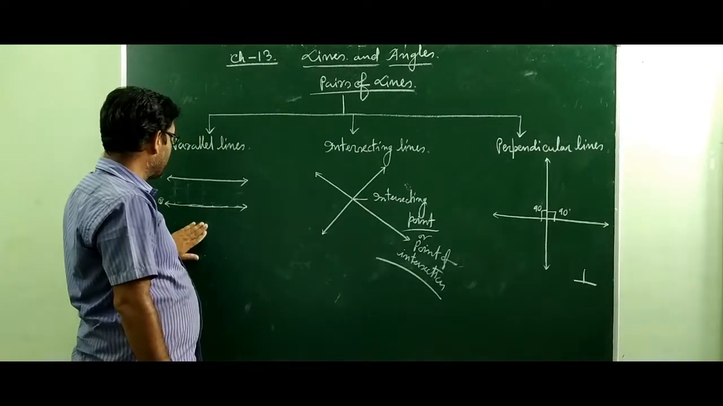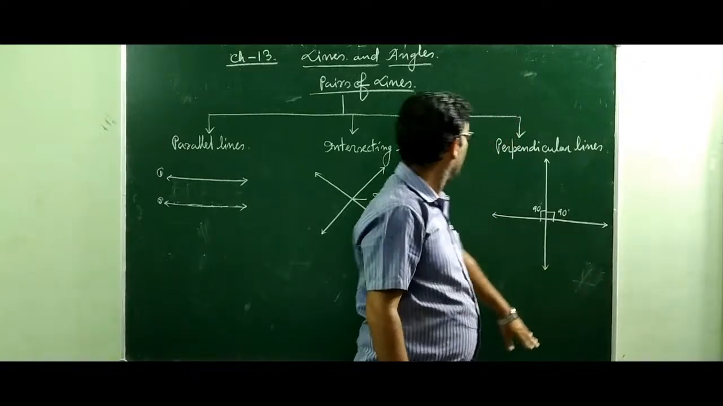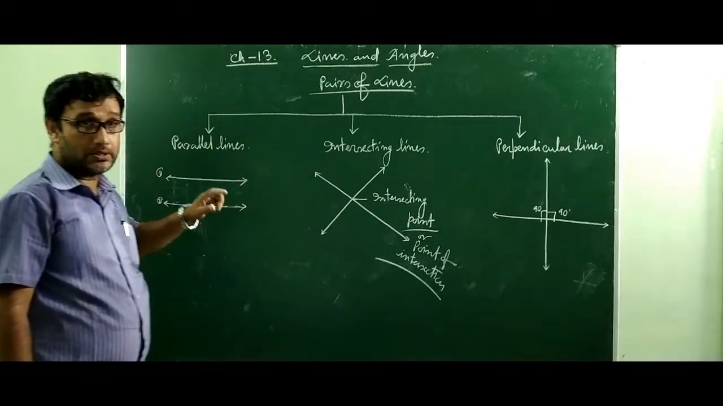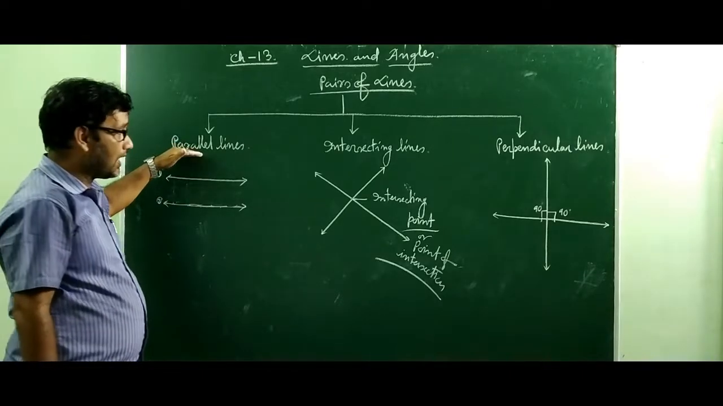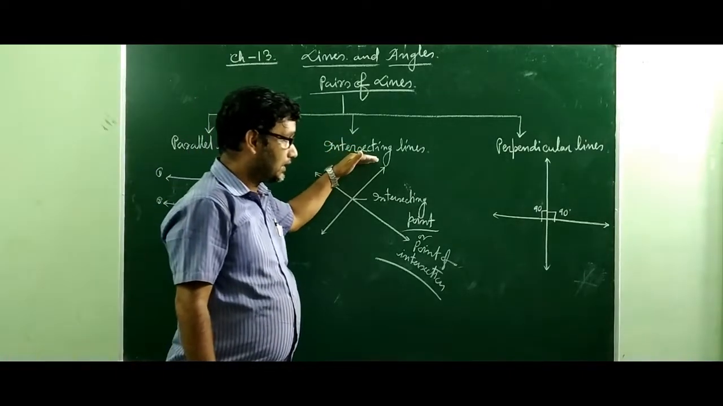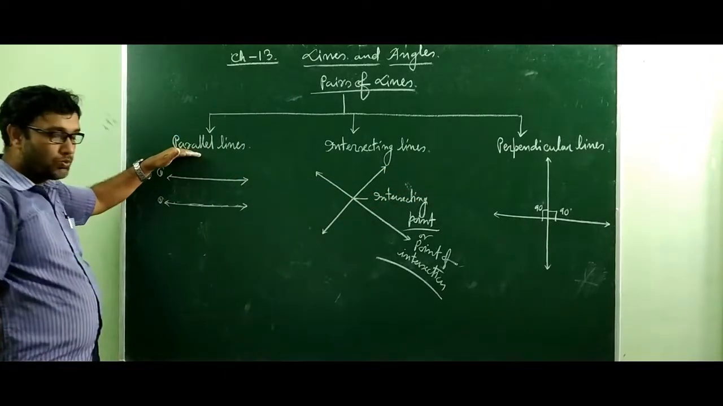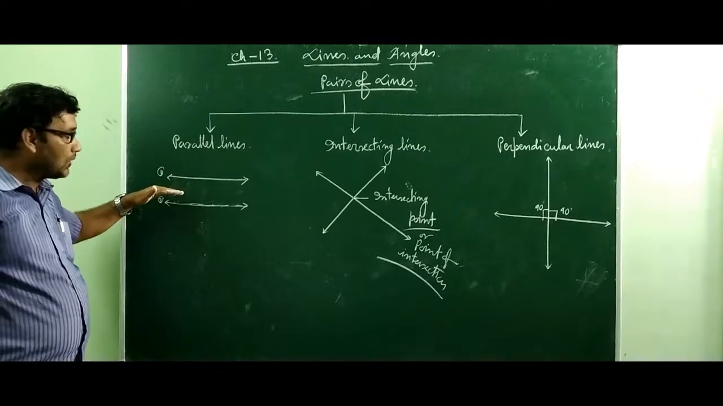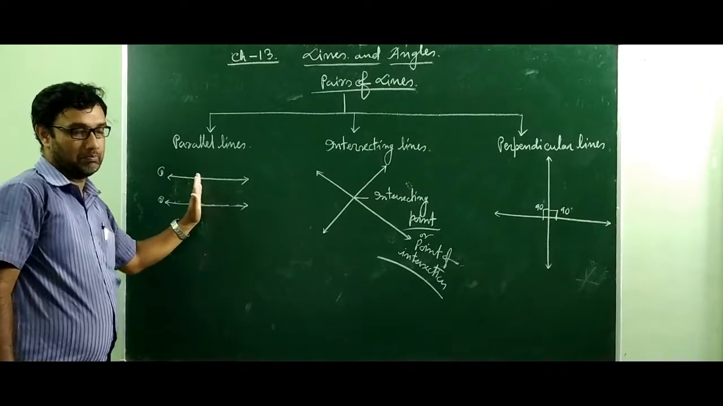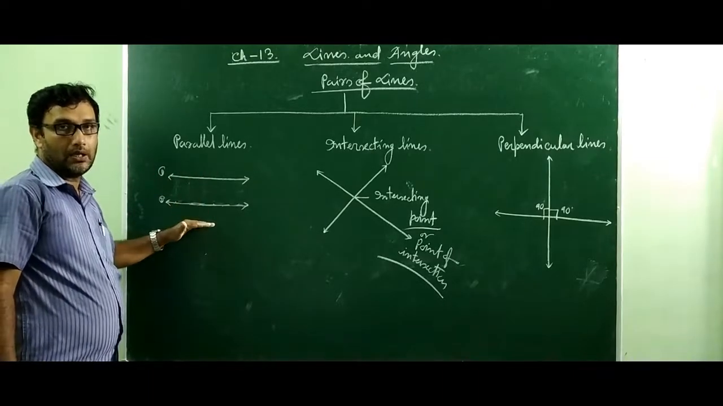So again, I will repeat here. First one is pairs of lines. There are 3 types: first parallel lines, next intersecting lines, third perpendicular lines. Parallel lines means when the distance between the two lines remains the same everywhere, then these two lines are called parallel lines.